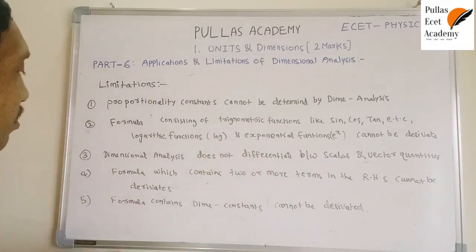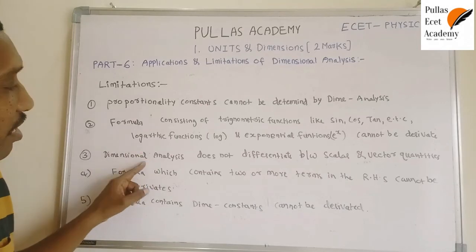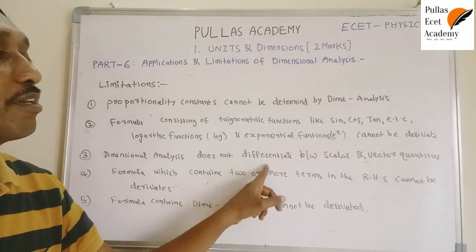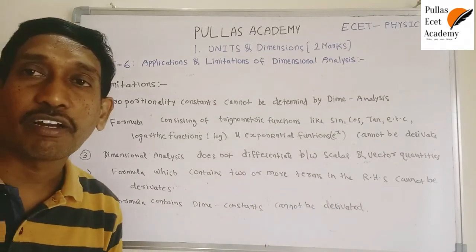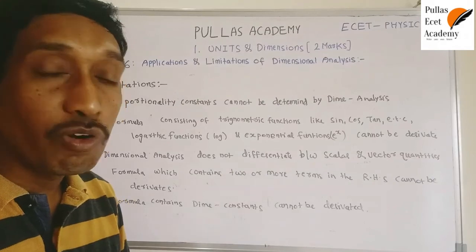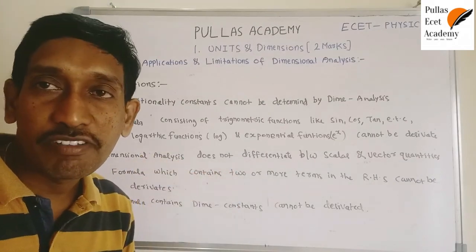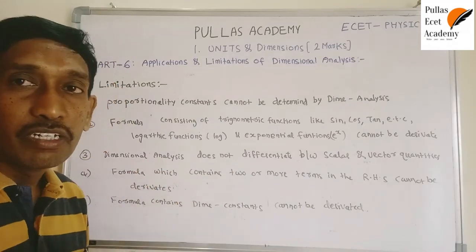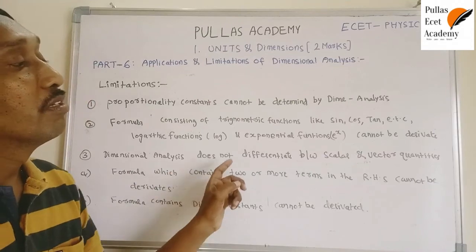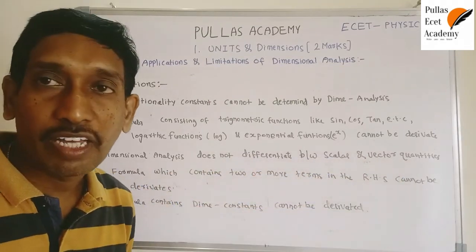One more limitation is that by application of dimensional analysis, it is not possible to differentiate between scalar quantities and vector quantities. Whether the given physical quantity is a scalar quantity or a vector quantity cannot be distinguished by dimensional analysis. That's the limitation. By dimensional formula we cannot understand whether it is a scalar quantity or a vector quantity.